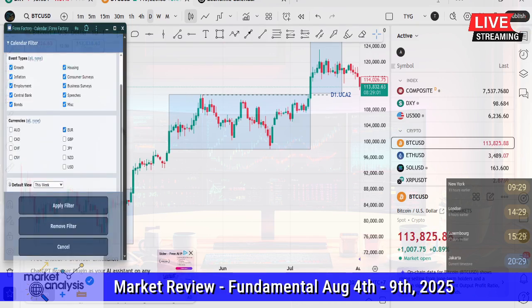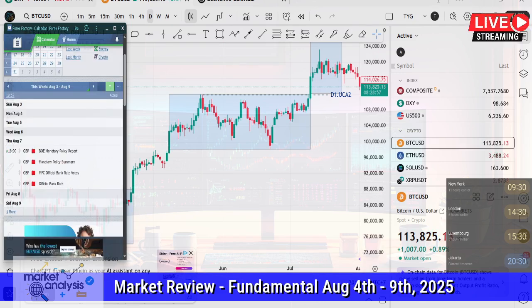Next, we look at pound sterling. Pound is waiting for BOE's announcement. It is related to the official bank rate on Thursday. The market is expecting the BOE will cut the interest rate to 4%. It will send GBP into weaker territory.